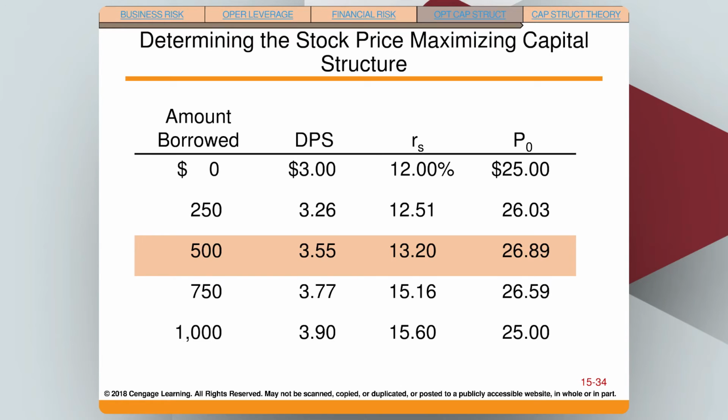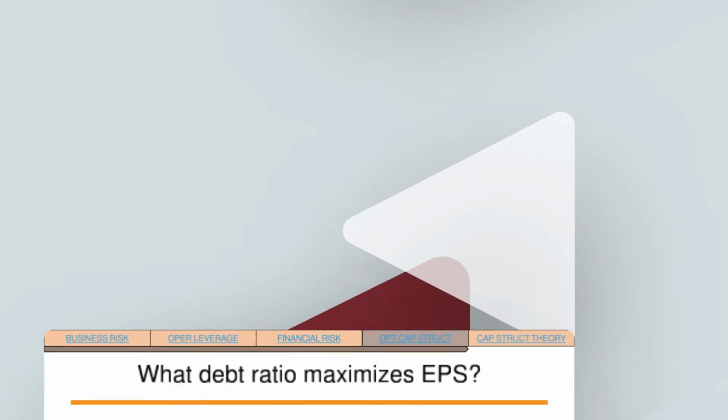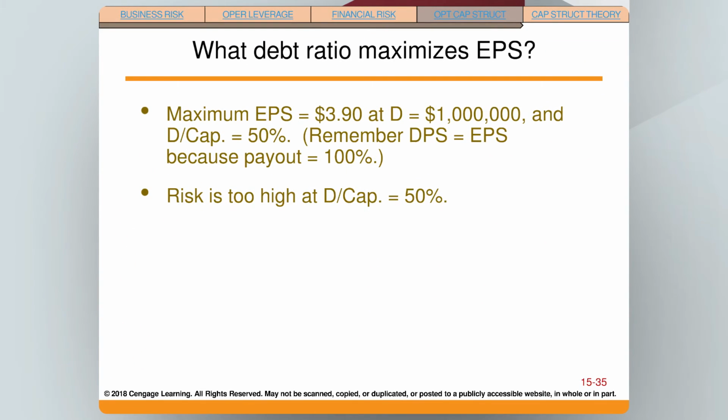And also you have return on S, and also the P0 or the proceeds. As you notice, they all vary proportionately and directly. So, what debt ratio maximizes the EPS? Since earlier we said they will be equal. Maximum EPS is equal to 3.90 at debt of 1 million, and the debt to capitalization is 50%. Remember, DPS will equal your EPS because the payout is 100%.